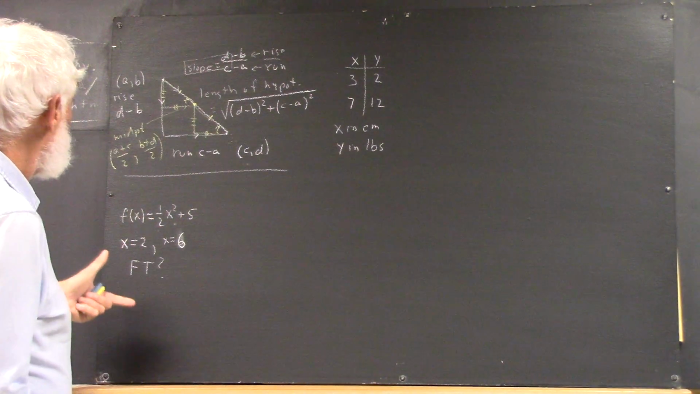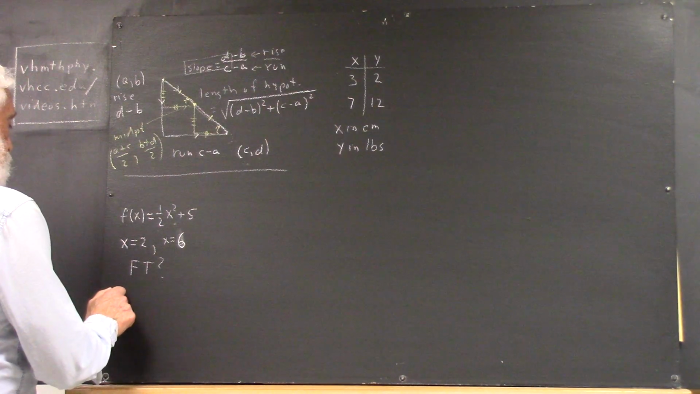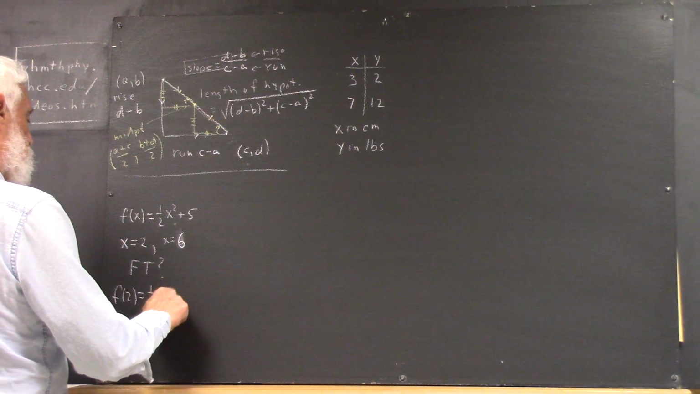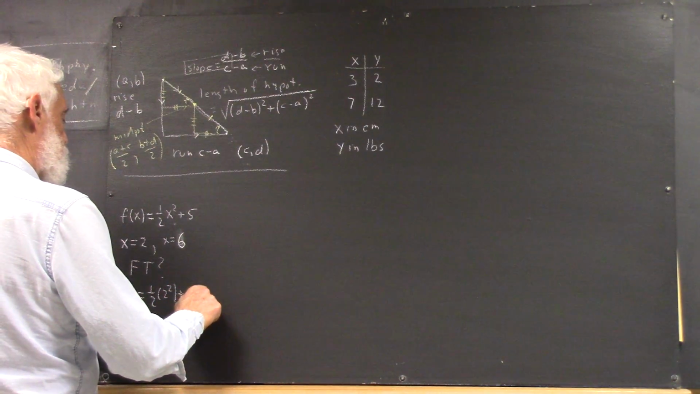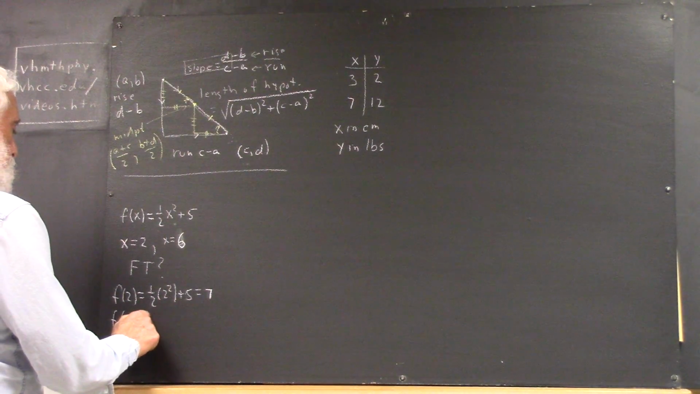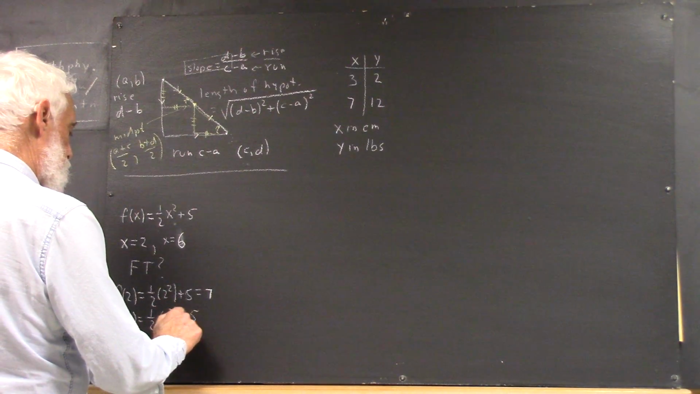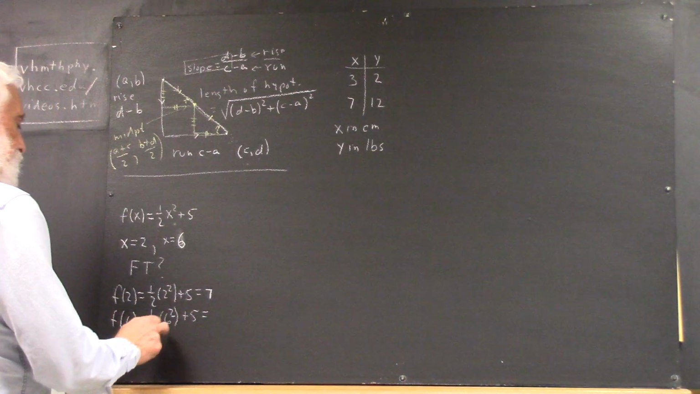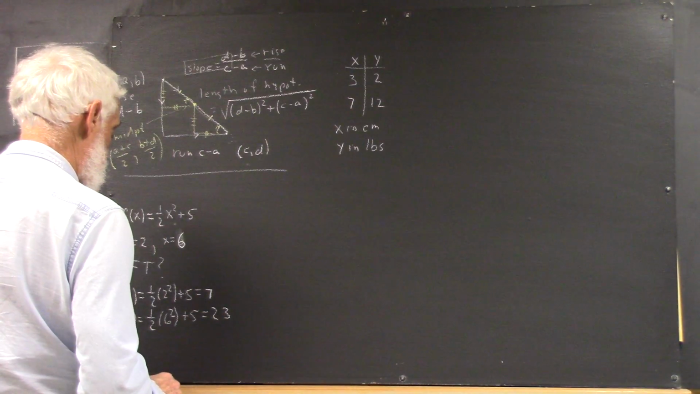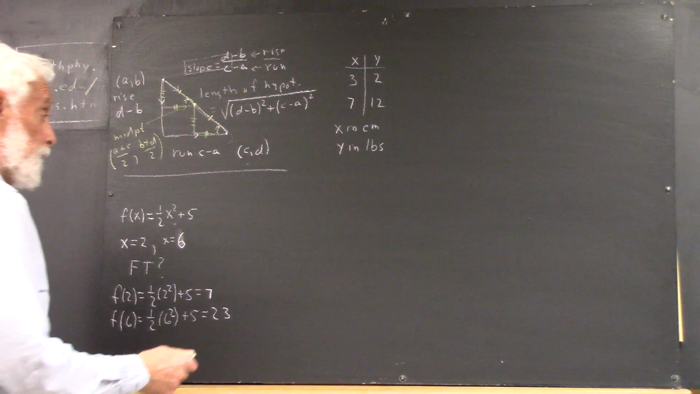Well, to get to a fundamental triangle, we have to have 2 points in the plane, so we get 2 points on the graph. Okay, well, f of 2 is 1/2 times 2 squared plus 5, which is 7. And you can easily calculate that. F of 6 is 1/2 of 6 squared plus 5. Then 6 squared is 36, half of that is 18, add 5, you get 23. This gives us 2 points on the graph.